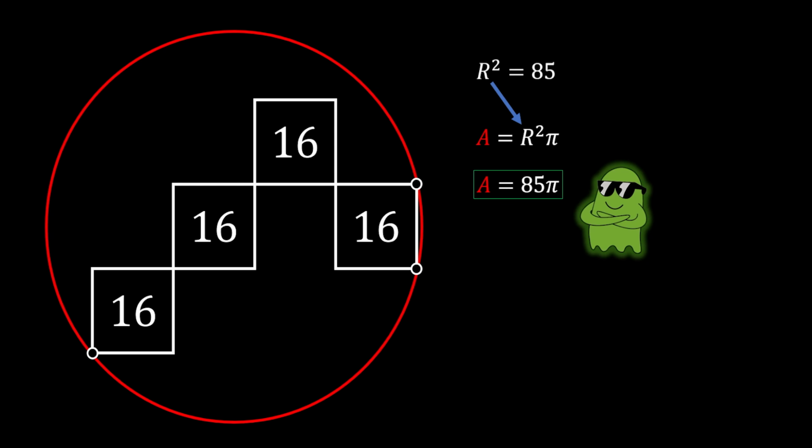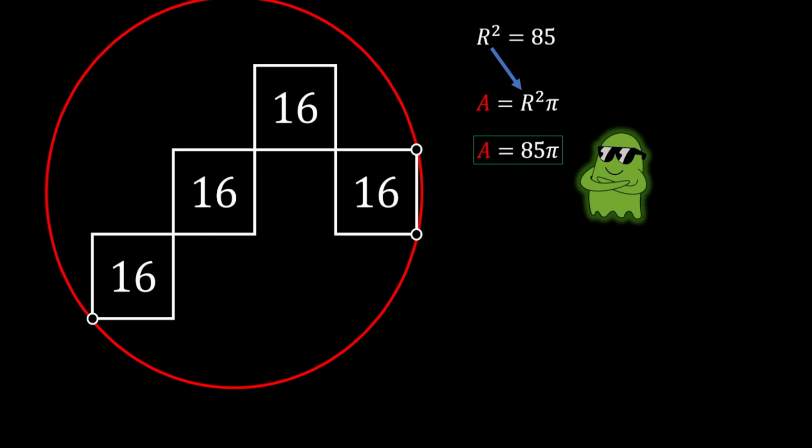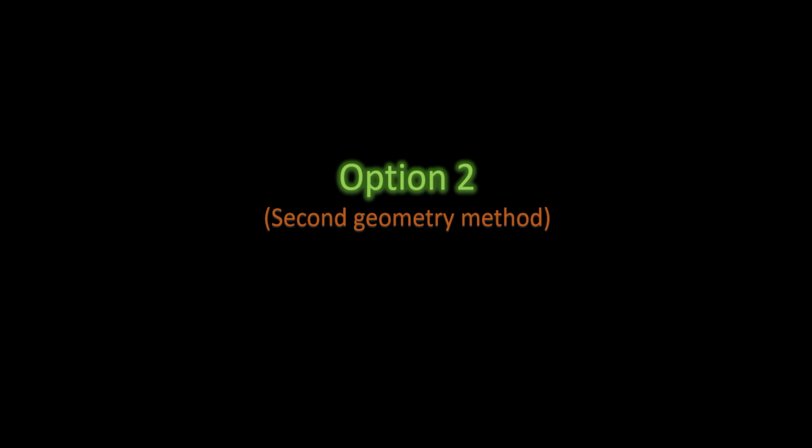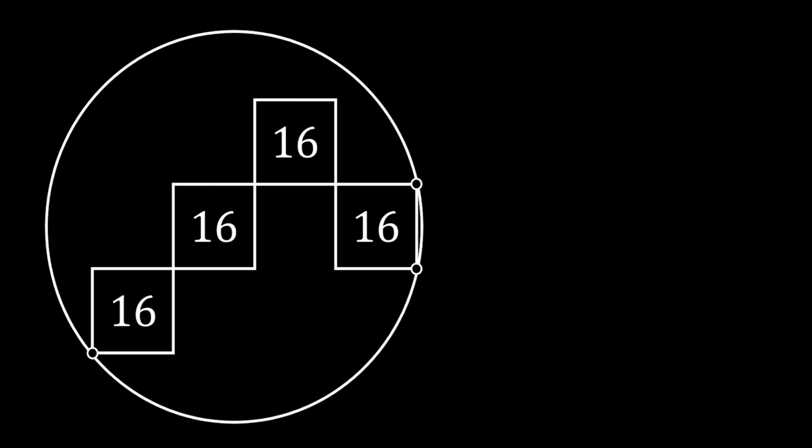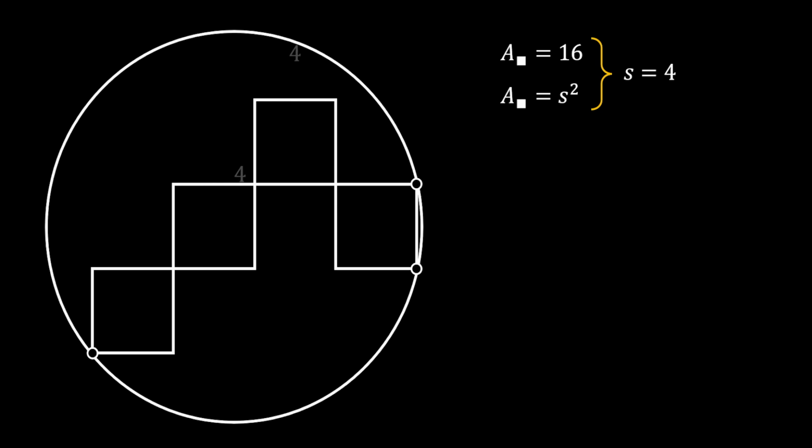Alright, so now I'm going to show you another way to solve this problem without using analytical geometry or trigonometry. This option will be a little bit more complicated, but it will be just as fun. So we're going to start our method the same way as the previous one. We are first going to find the side of the square to be equal to 4.